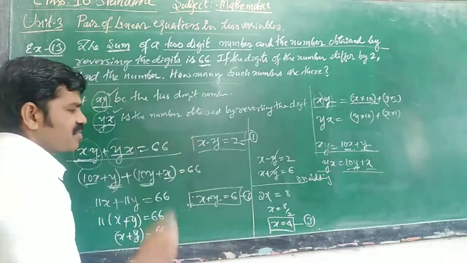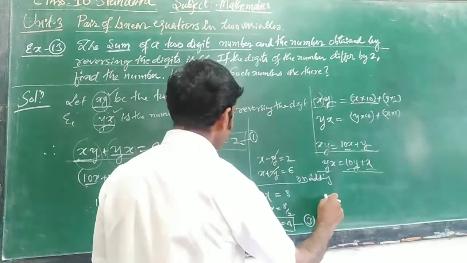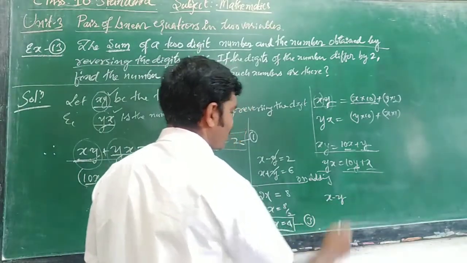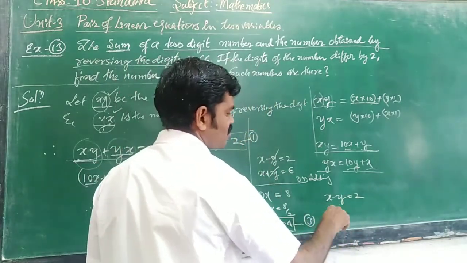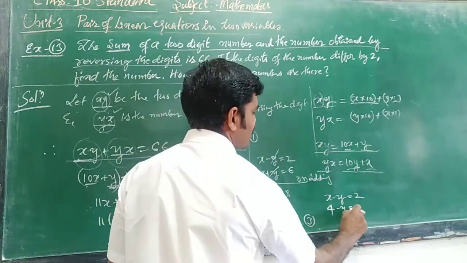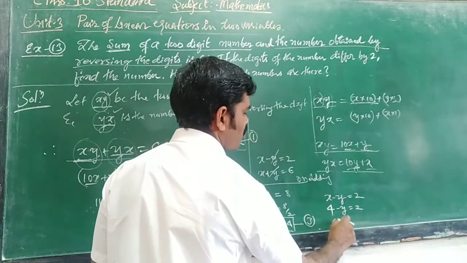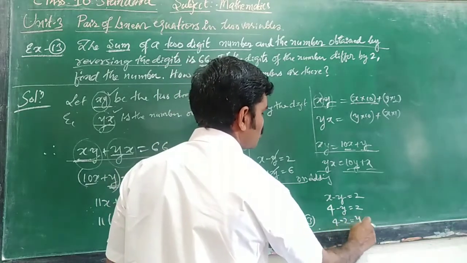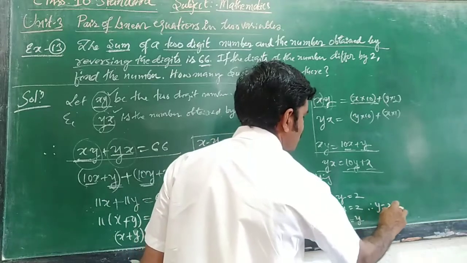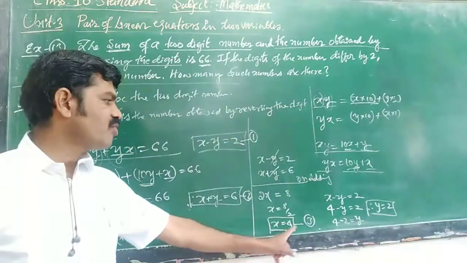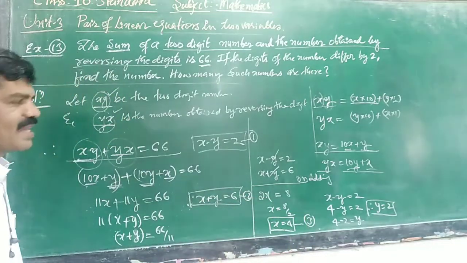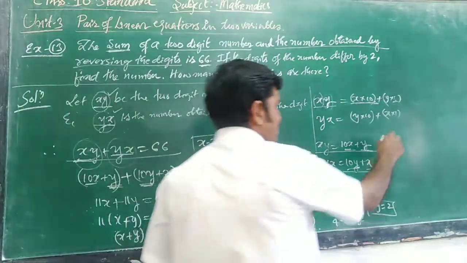Applying equation 3 in equation 1. So what is equation 1? Equation 1, x minus y is equal to 2. But we have x is equal to 4, so 4 minus y is equal to 2. So 4 minus 2 is equal to y. Therefore y is equal to 2. See, x is equal to 4 and y is equal to 2. Let us verify this.